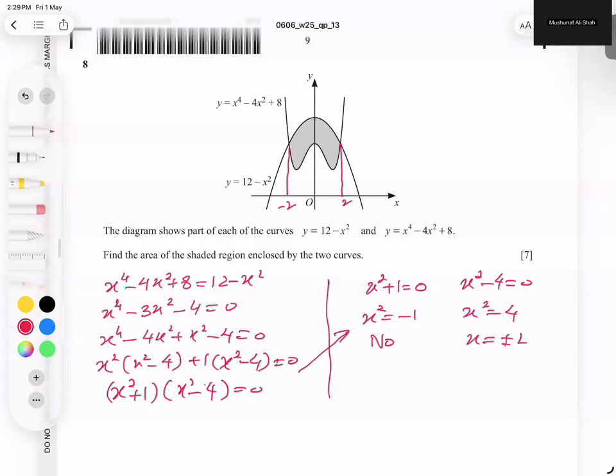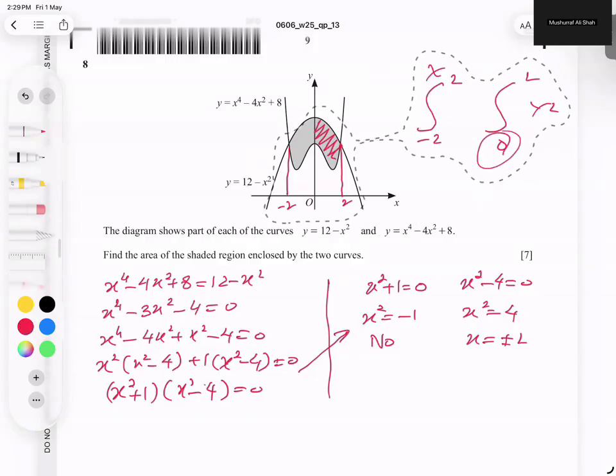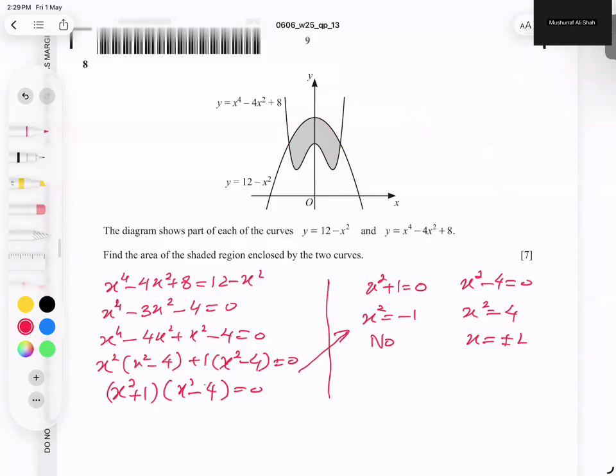Now I will make the question easier. Rather than integrating from negative 2 to 2, which will give me the full area, I will start from 0 to 2. I'll get this area, and this answer multiplied by 2 gives the full answer. 0 is easy to solve, that is why I'm choosing the easy way. Though the first way is also correct, not wrong at all, students.